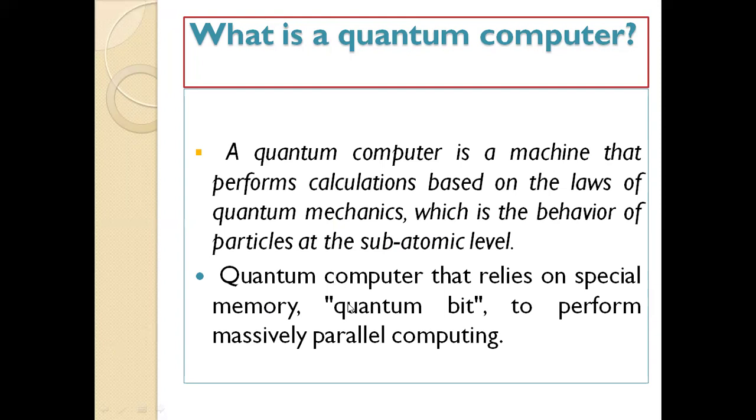The second thing I just told you is that the bit here is referred to as the quantum bit, which is the special memory, because the quantum bit is the main reason by which a quantum computer differs from a traditional computer, where we used to deal with a bit that is 0 or 1 values, right? But here, the quantum bit, and how we define the quantum bit we'll discuss. But this quantum bit helps quantum computing to perform massively parallel computing.